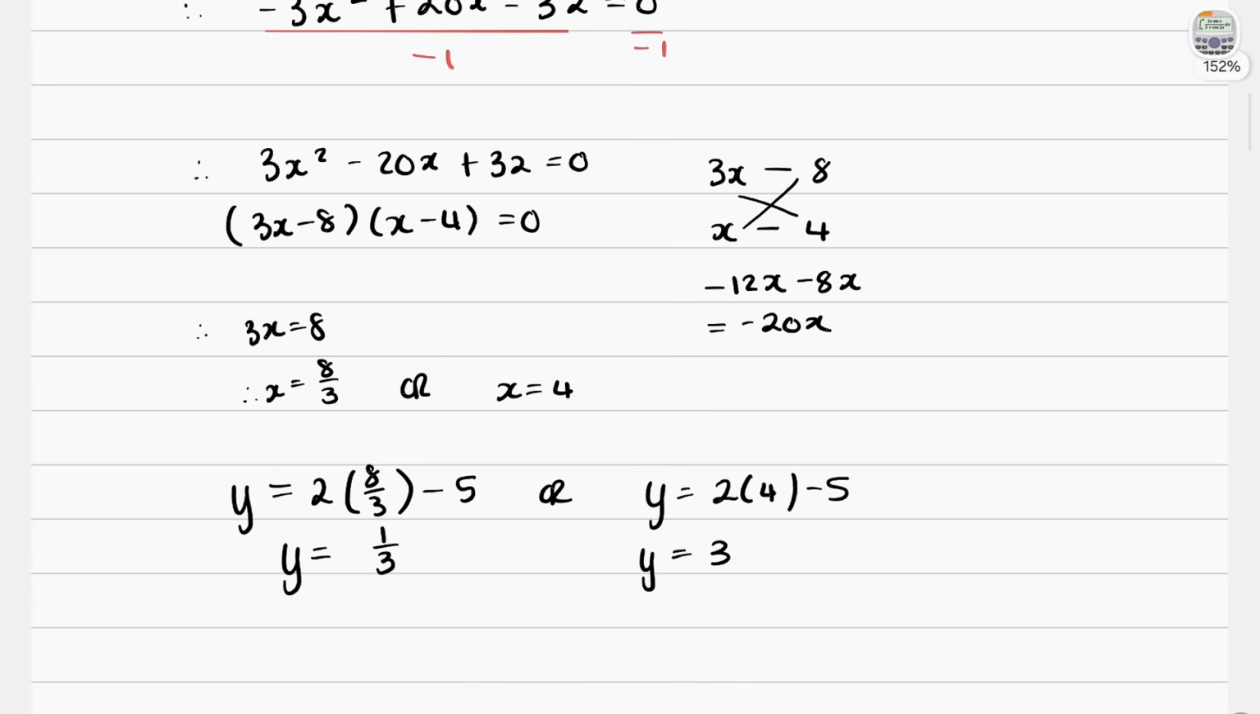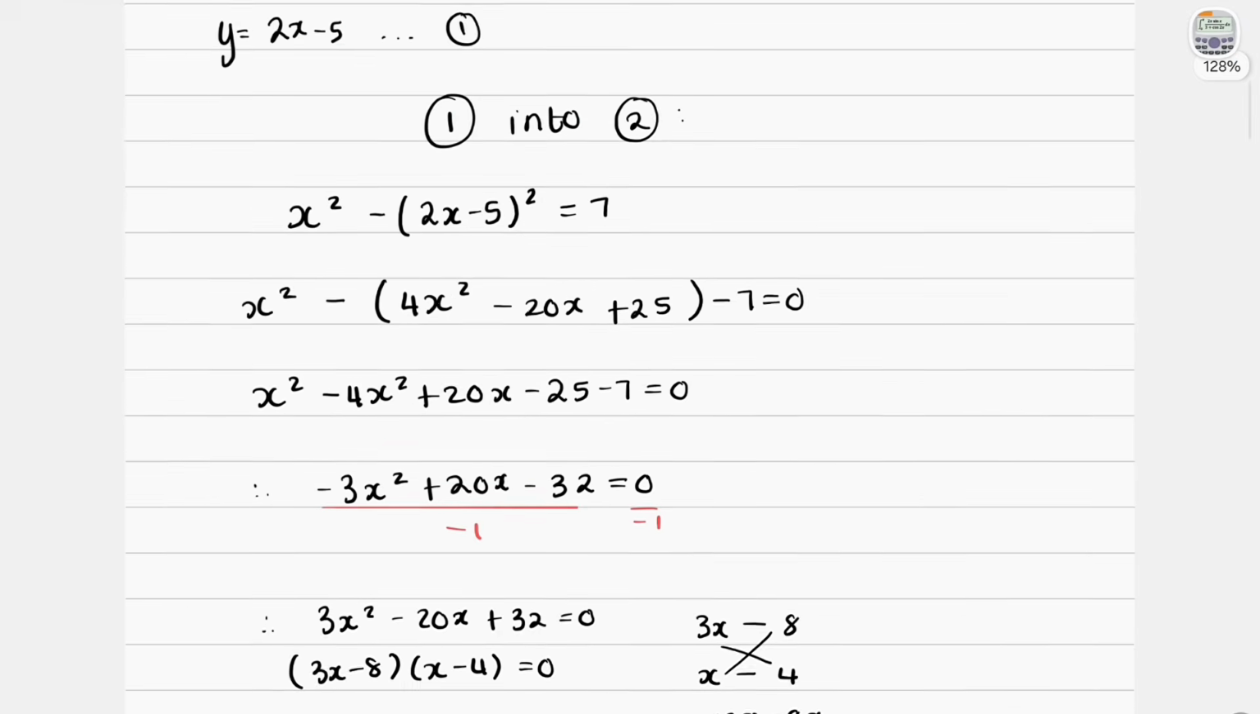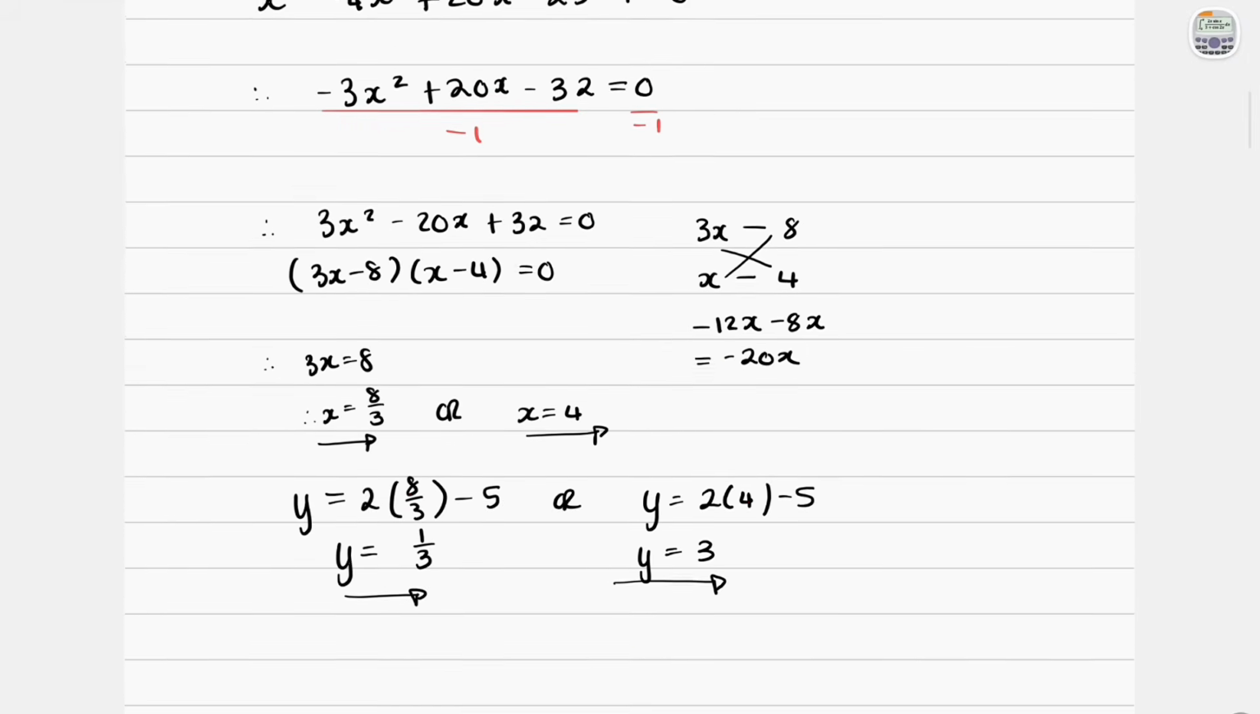So our solutions are x is equal to 8 over 3, while y equals 1 over 3, or x is equal to 4 while y is equal to 3. And that is our answer, and that is it for question 1.